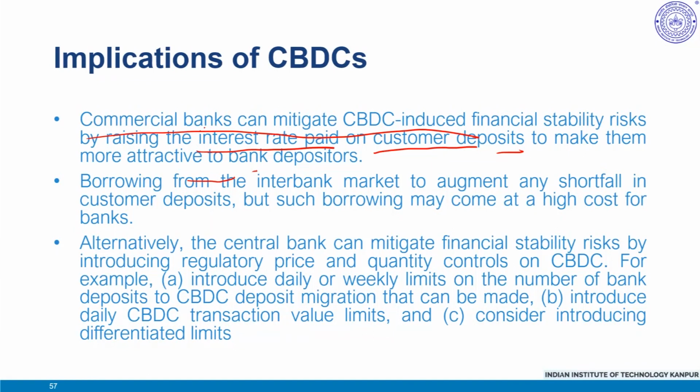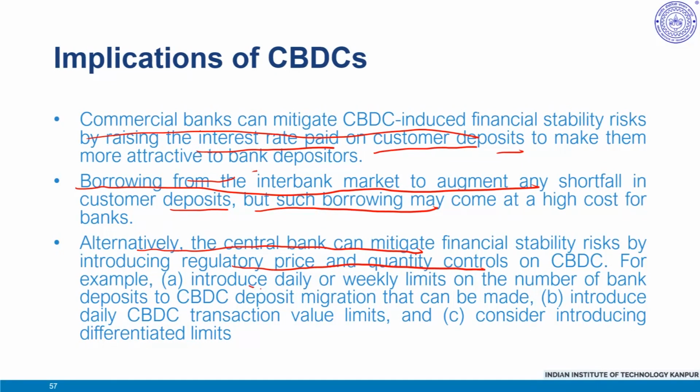Commercial banks can also mitigate the decline in customer deposits caused by CBDC disintermediation by borrowing from the interbank market to augment any shortfall in customer deposits, but such borrowing may come at a high cost for banks. Alternatively, the central bank can mitigate financial stability risk by introducing regulatory price and quantity controls on CBDC. For example, introduce daily or weekly limits on the amount of bank deposit to CBDC deposit migration that can be made, introduce daily CBDC transaction value limits, and lastly, consider introducing differentiated limits.